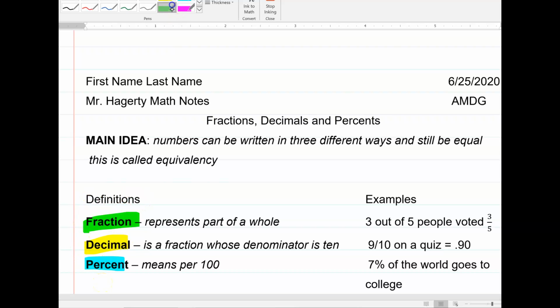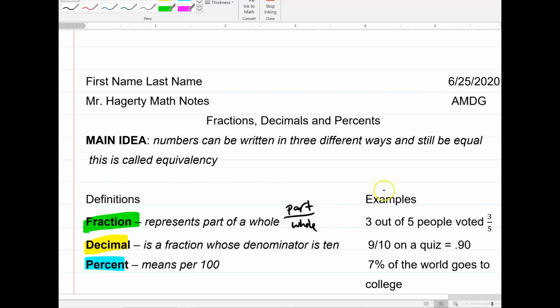And now we're going to actually go ahead and write out those definitions. So a fraction represents a part of a whole, right? When you think about it, you have a part, which is your numerator, over your whole, which is your denominator, right? An example is 3 out of 5 people voted, 3/5, right?